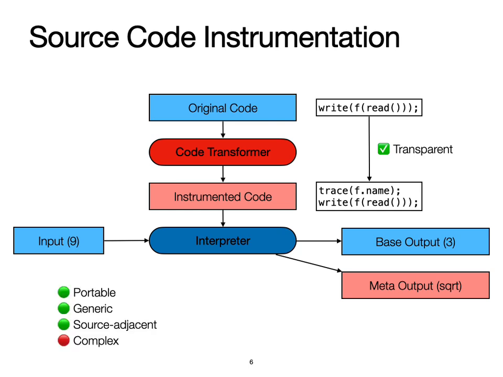Compared to other approaches, source code instrumentation has important advantages. First, it is portable and independent from any given interpreter. Second, it is generic and applicable to a wide range of analyses. And third, it extracts information that is adjacent to the source. This helps developers to interpret the results of the analysis. The main drawback is that implementing this analysis is complex and requires a lot of manual effort. My dissertation aims to simplify the implementation of this analysis while preserving the strength of source instrumentation.